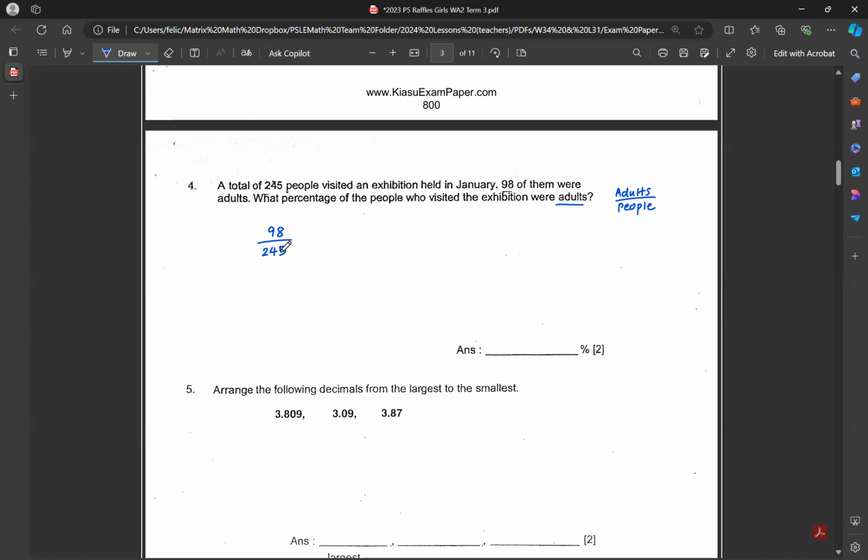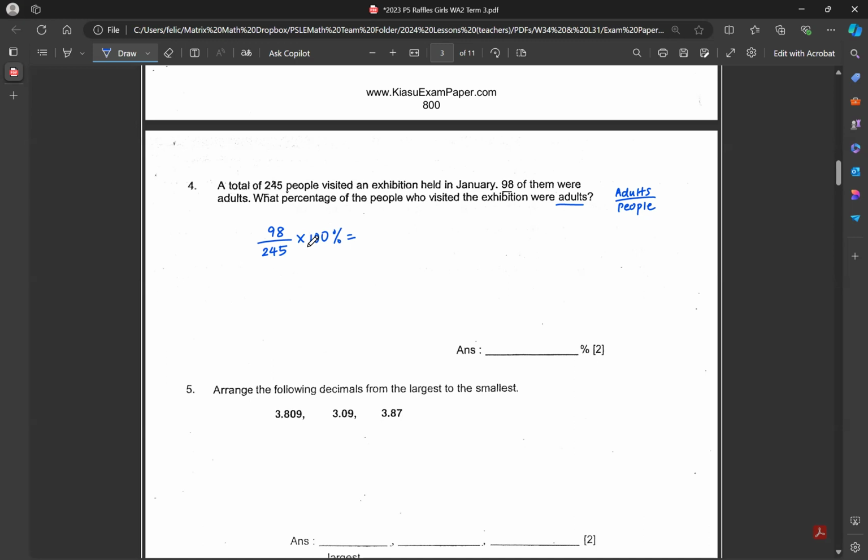Now, once the fraction is created, this paper allows you to use a calculator. So straight away, if you can use a calculator, just multiply 100% to that fraction. You don't even need to simplify the fraction. Don't even need to make the denominator into 100. No need. If you get to use a calculator, just use this method.